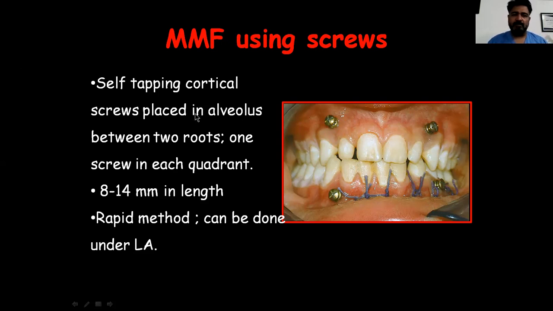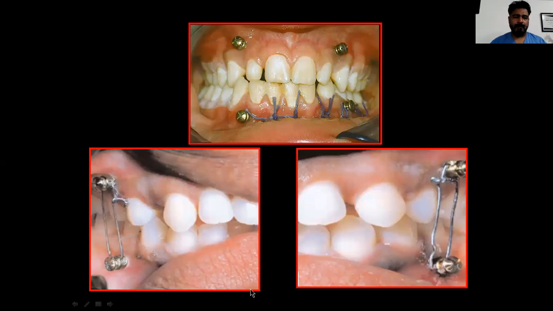Self-tapping cortical screws are placed in the alveolus between two roots, one screw in each quadrant like this. Okay, these screws are 8 to 14 millimeters in length. The rapid method can be done under local anesthesia. So wire can be passed from here to here and here to here so that occlusion can be achieved. Can you see this?